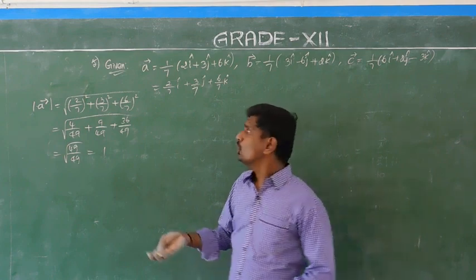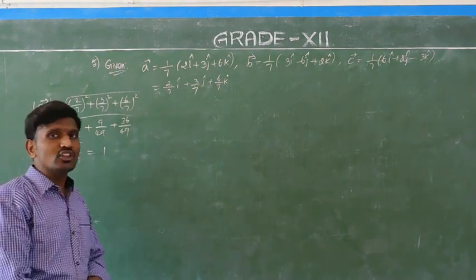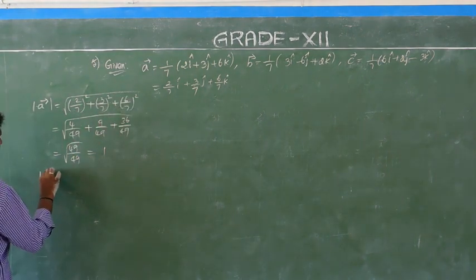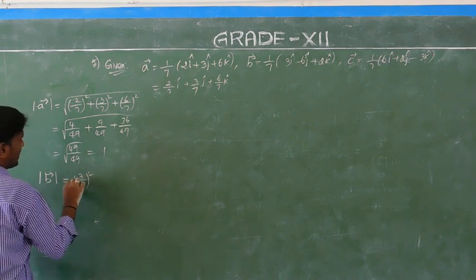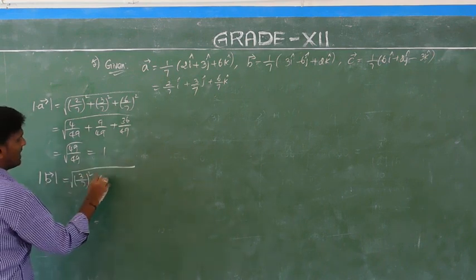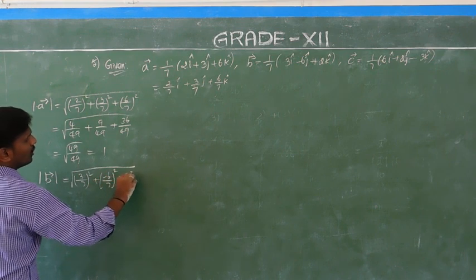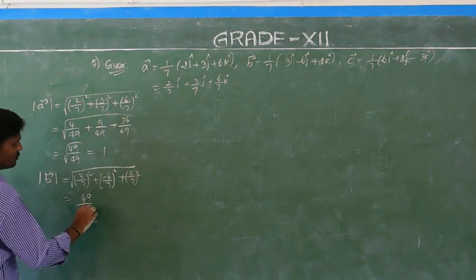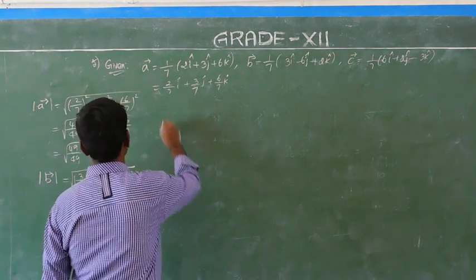So similarly you have to check whether B vector and C vector are also unit or not. We have to do the same steps. So modulus of B vector is equal to, what is given? Square root of 3 by 7 the whole square plus minus 6 by 7 the whole square plus 2 by 7 the whole square. So the same numbers only, you are repeating. So definitely it should come square root of 49 by 49. The answer is 1. Okay.